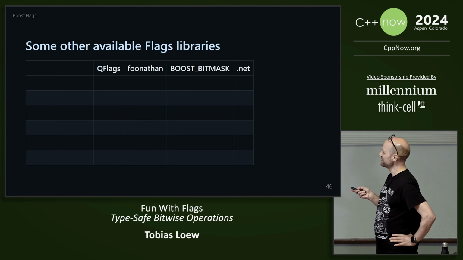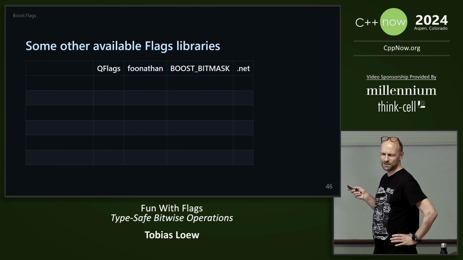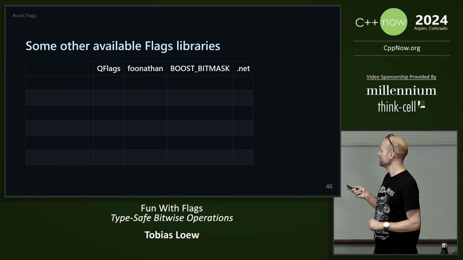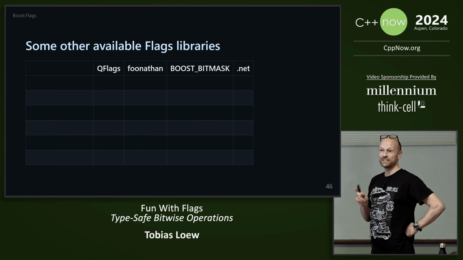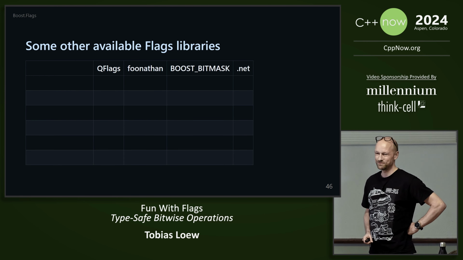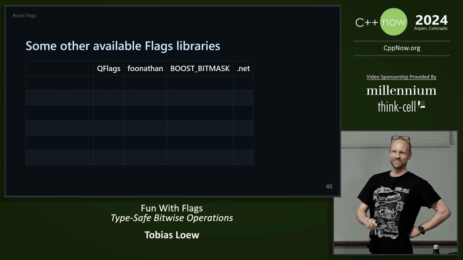Okay, let's compare it to some other flag libraries out there. There's a flag implementation in Qt. There's Jonathan's type-safe library. Here's a bitset in there. I was pointed to Boost bitmask. Did anyone know about it here? Okay, one person. Great.